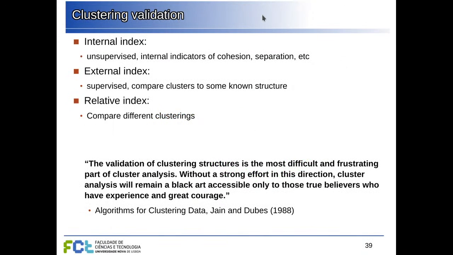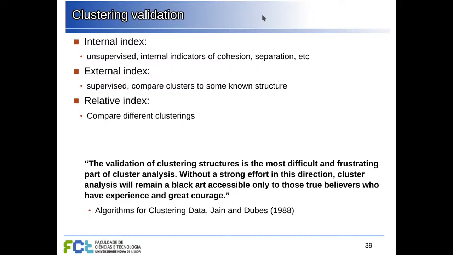So basically, these internal indexes will depend on what you are looking for in the clusters. The silhouette score is a very widely used internal index for evaluating clusterings, but you need to remember that it's looking at mostly globular clusters that are far from each other. That would be the ideal for having a high silhouette score. If your clusters are of different shapes and different sizes, then the silhouette score may not work that well.